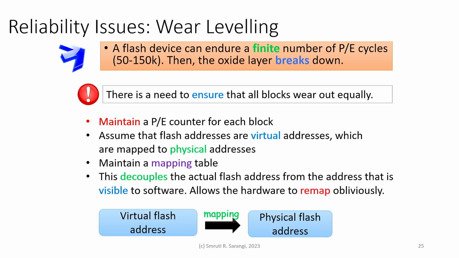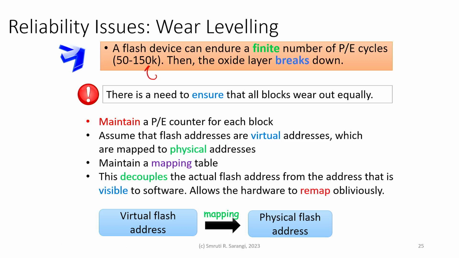But as I told you, this is just one of the problems. There are a few more of a far worse nature. Unfortunately, as it turns out, a flash device can endure a finite number of program erase cycles, because it's a program erase cycle, right? You program first, next time you will have to erase because you cannot reprogram, then you'll program. It's a P/E cycle, program erase cycle.